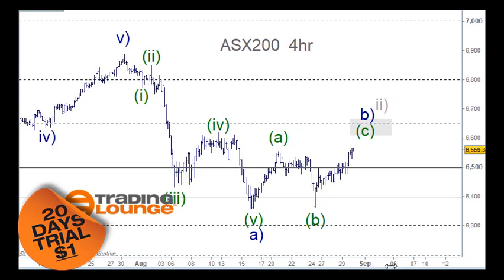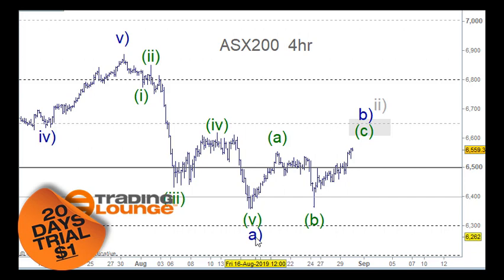We are looking at a corrective rally from this low here. So we've got an A wave here with 5 waves in it, a B wave with 3 waves in it, and we're looking for wave C here, which will have 5 waves in it.